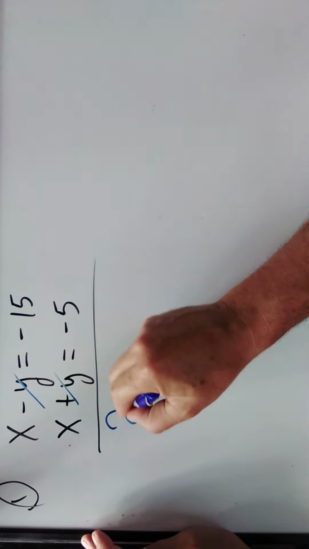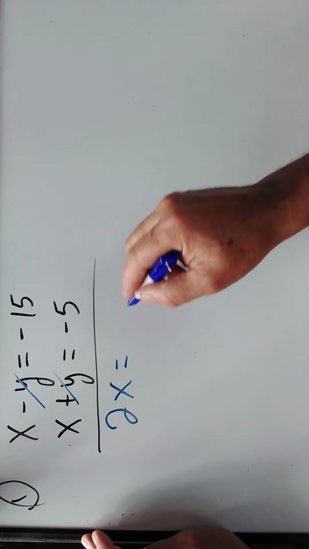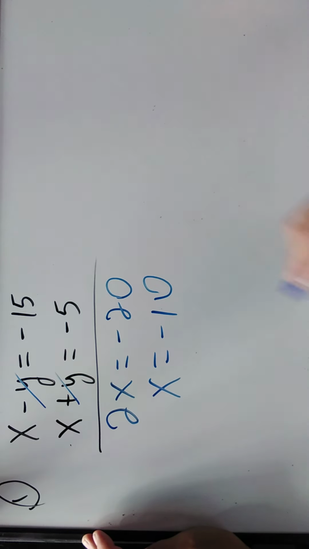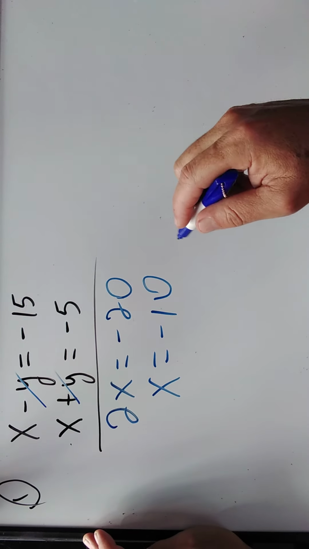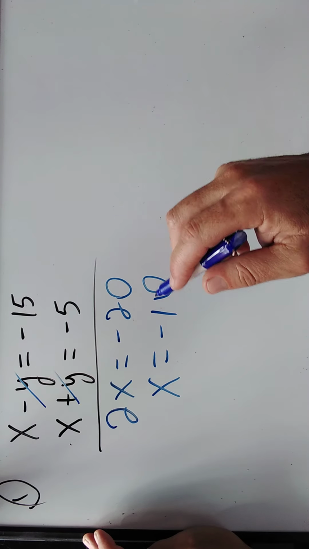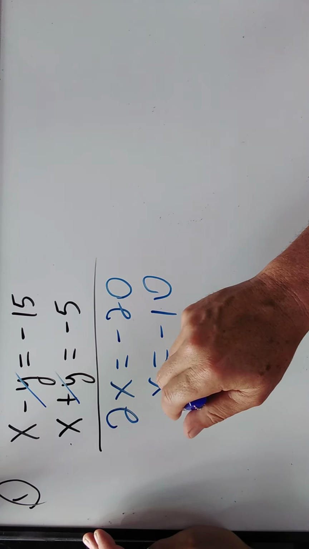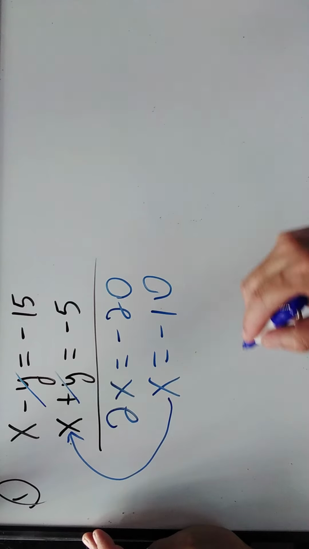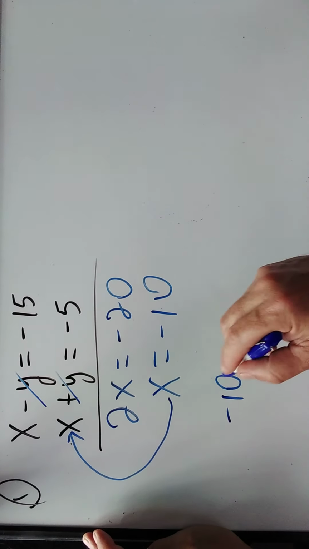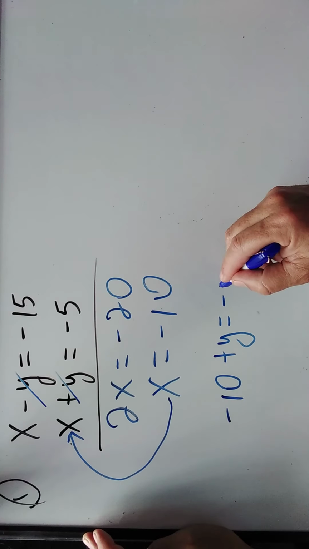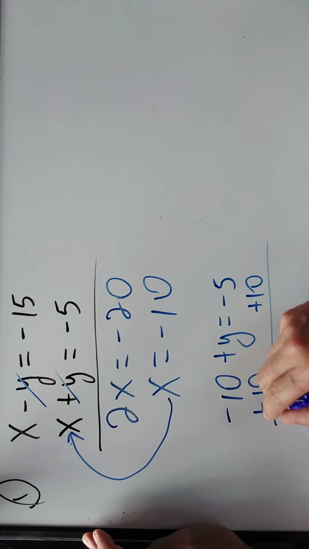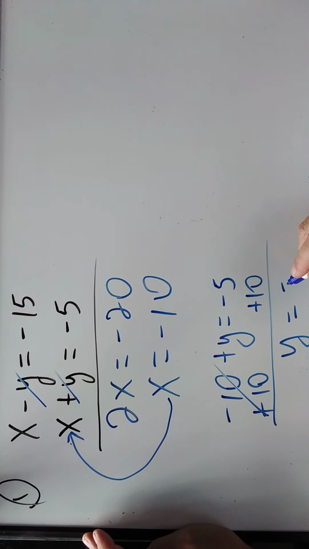x plus x is 2x. -15 minus 5 is -20. We just divide and get x equals -10. Right? And then to find the other variable, just go back to any of these two and plug in the value of x, -10. Let's put it right here. So I got x is -10, so I'm gonna have -10 plus y equals -5. Then we just add 10 to both sides, and I come up with the value of y, which is +5.